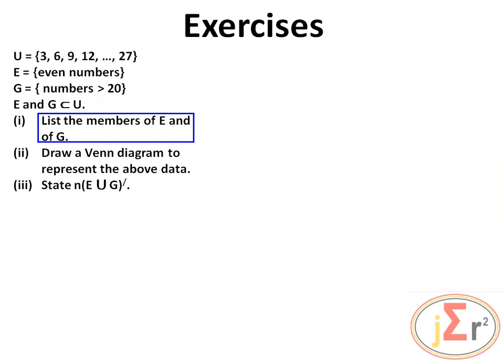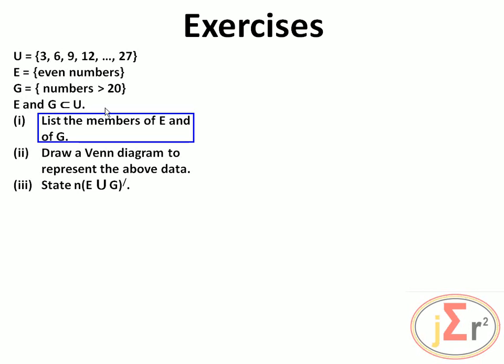This is our good friend. We have the universal set is equal to the set of 3, 6, 9, 12 to 27. And that, of course, is the set of multiples of 3 beginning at 3 and ending at 27. And if that is the universal set, the set of even numbers right here, E, is required to be inside of that universal set. So all the elements of E are required to be in this set, and of course all the elements of G, which is greater than 20, are required to be in this set. And of course, E and G are subsets of U.